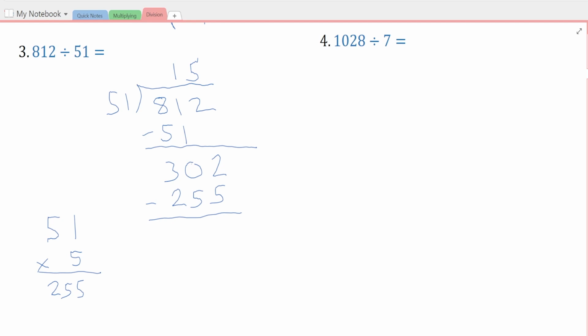2 minus 5, you can't do that, so you're going to have to borrow. 0 minus, you can't borrow from the 0, so we will borrow all the way from the 3. Going to make this a 2, going to make this a 10, and since we are borrowing 1 from this 10 to the 2, going to cross that and make it a 9, and then we could go ahead and make that a 12. So 12 minus 5 is equal to 7. 9 minus 5 is equal to 4. And 2 minus 2 is equal to 0. So your answer is 15 with a remainder of 47.